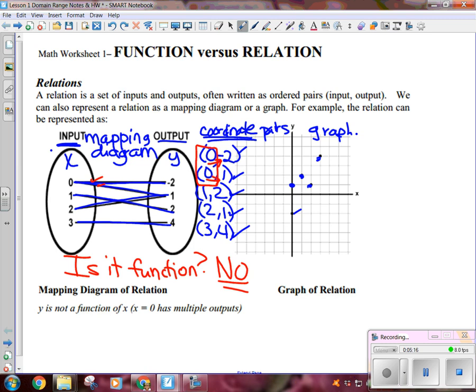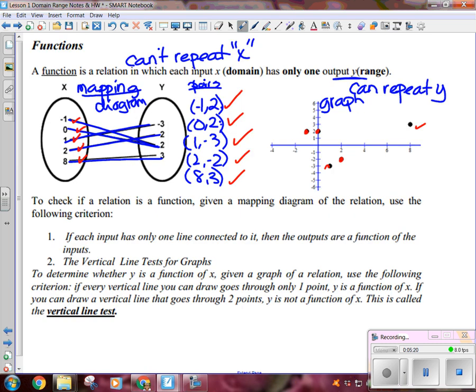So this is still a relation. It just means that things are connected. But when you get down to the nitty-gritty of what it takes to make a function, it's not a function. All right. There's also ways to check.